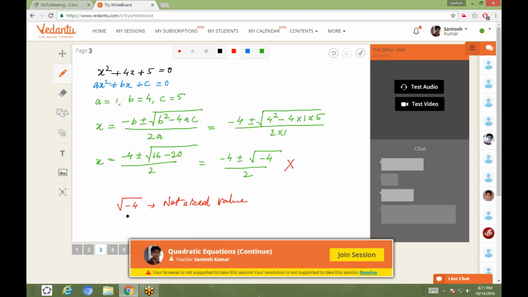Actually, whenever you get something negative inside the square root, that will be an imaginary value, which is actually not real. But we can write it using i, even if it is imaginary. We can write that, but in this 10th grade, it is not there.